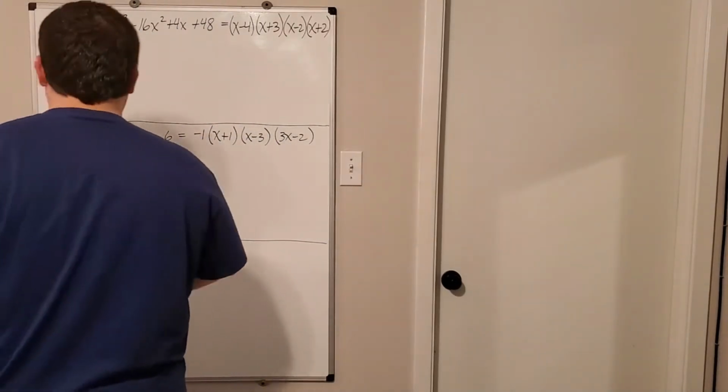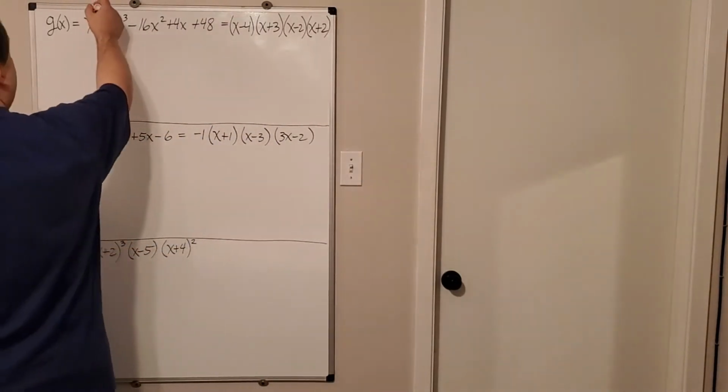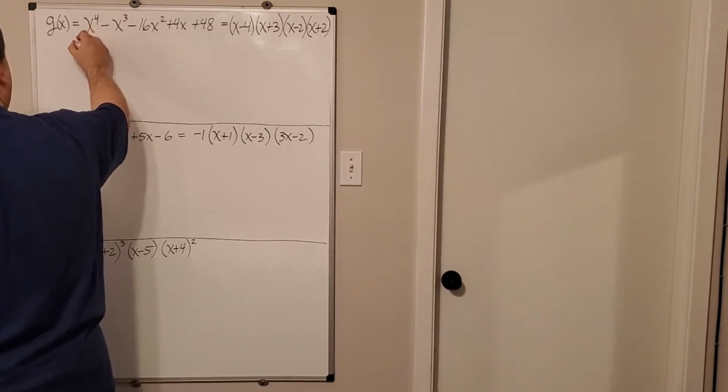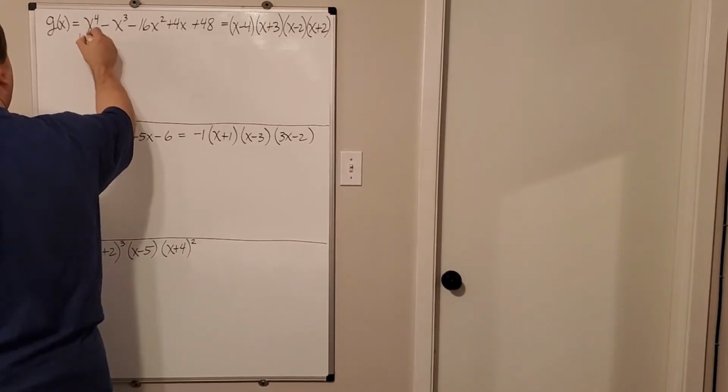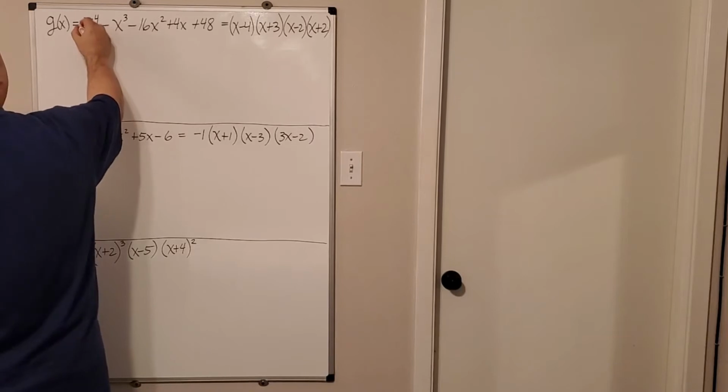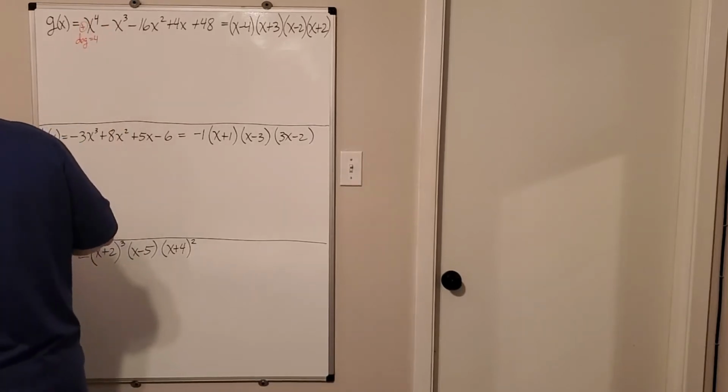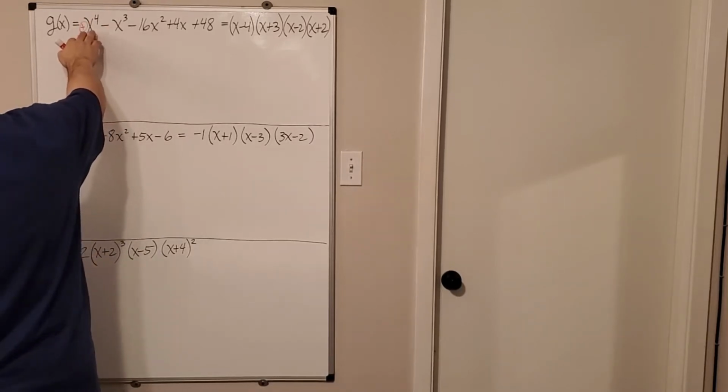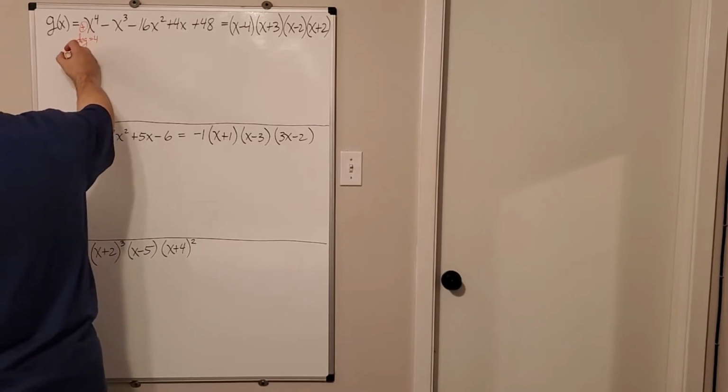The first thing I'm noticing is the bus driver here. My degree is 4, and the bus driver's positive. Since the degree is even and it's not reflected, I know that my endpoints are going to be up, up.